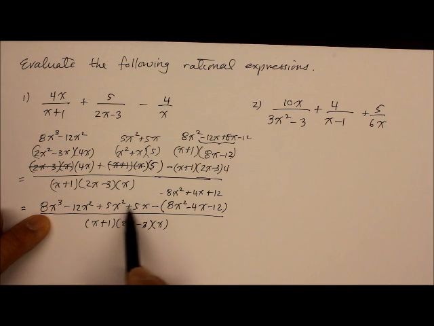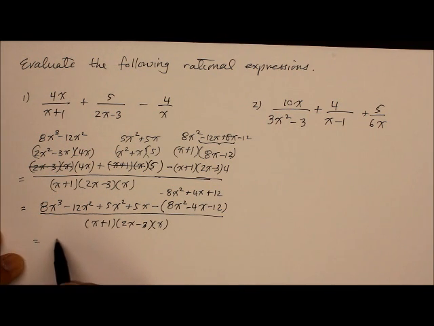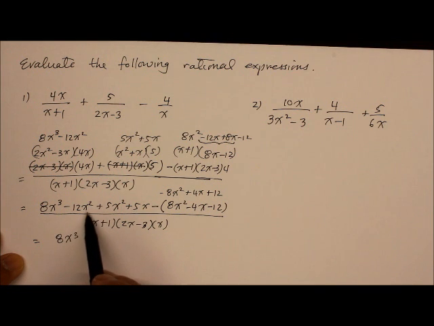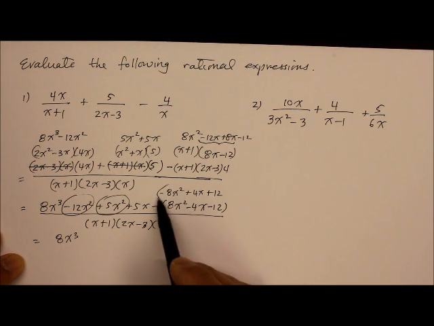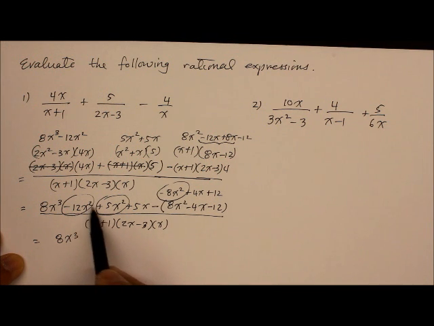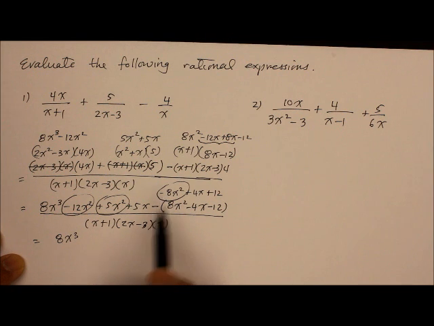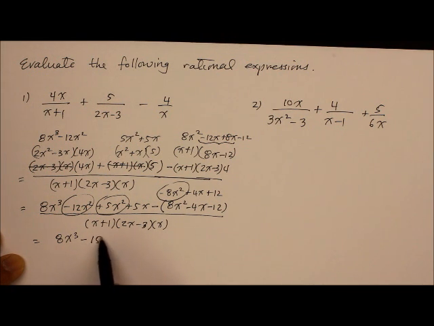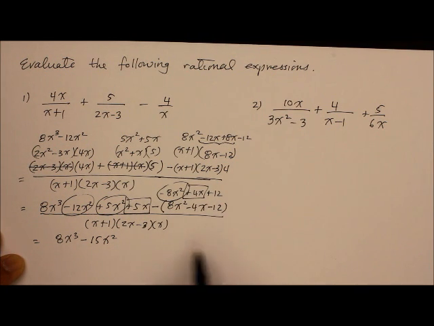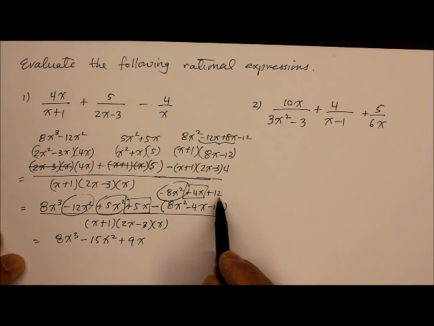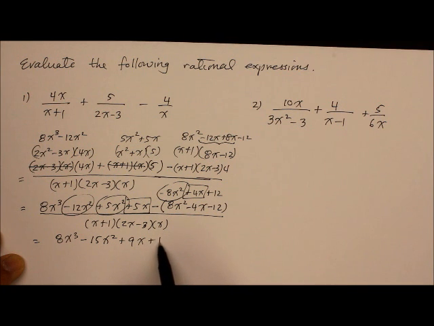Any other cubes? Nope. So that's going to become 8x cubed. Any squares? That one, that one, that one. Negative 12x squared, 5x squared is negative 7x squared. Negative 7 and negative 8 becomes negative 15x squared. Any x terms? Here's 5x. Here's 4x. They're both positive, so plus 9x. Any integers, constants? Nope. So plus 12.